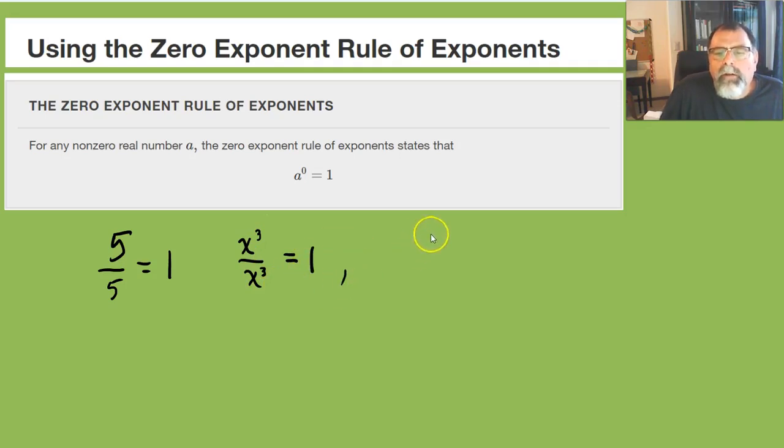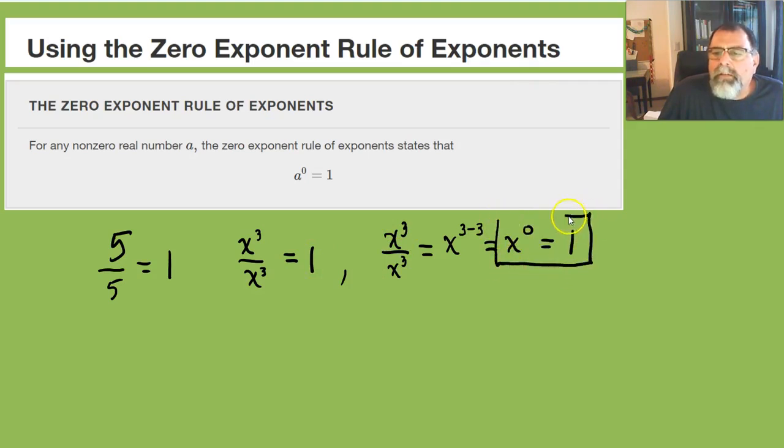But also, from the exponent rules we just developed, if you're dividing with the same base, we subtract the exponents. So 3 minus 3 is 0, and since x to the third divided by x to the third is 1, x to the 0 has to be 1. So you have to define the zero exponent to be equal to 1. Okay, so that's where the rule comes from.